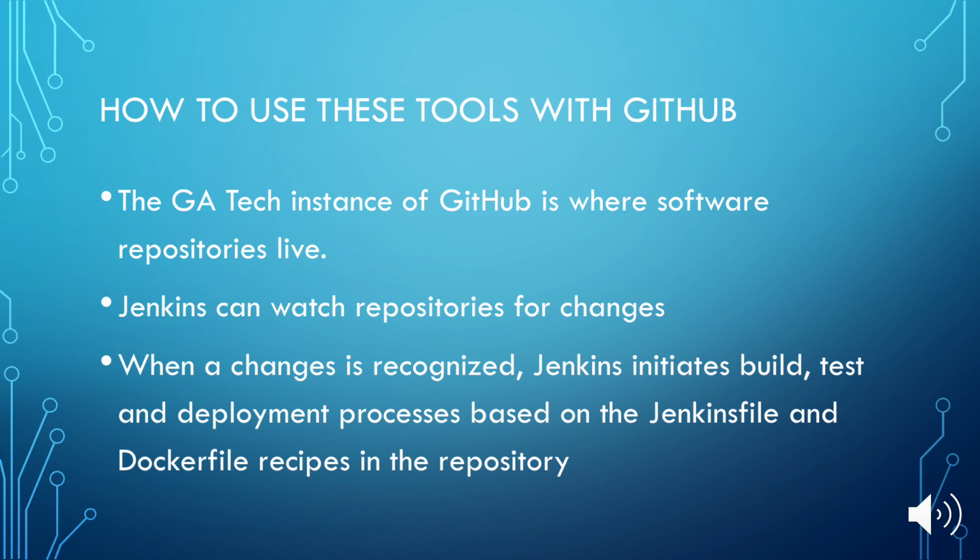The Georgia Tech instance of GitHub is where our software repository lives, and Jenkins, as a continuous integration tool, is sort of event-driven, and it is perpetually watching whether there are changes. So once it notices that there's a change, it triggers a build, test, and deployment pipeline based on the Jenkins file and the Docker file recipes that are in the repositories.